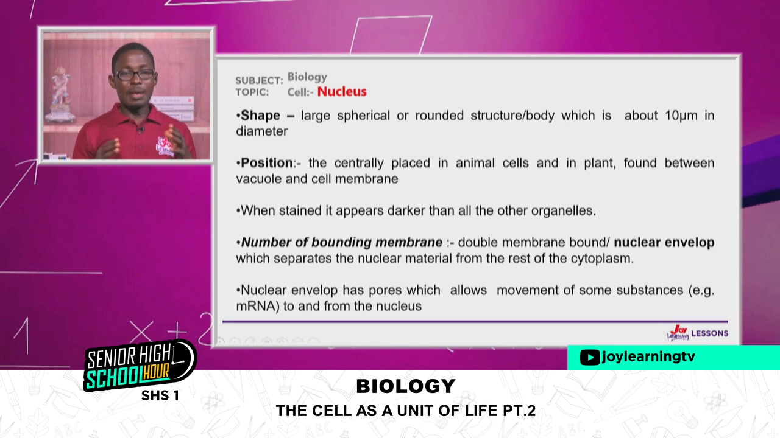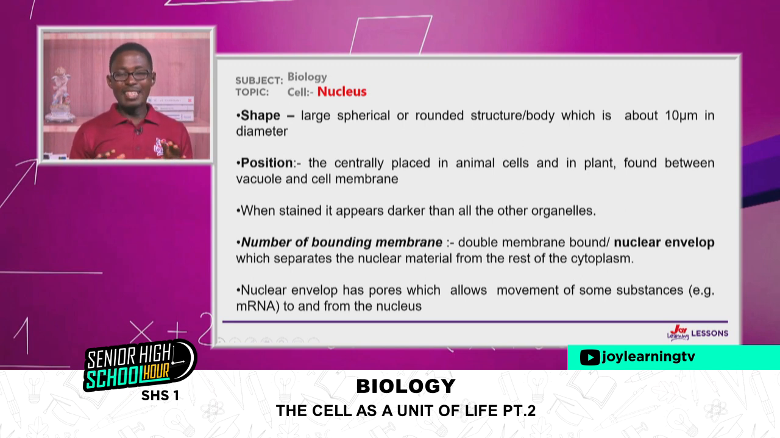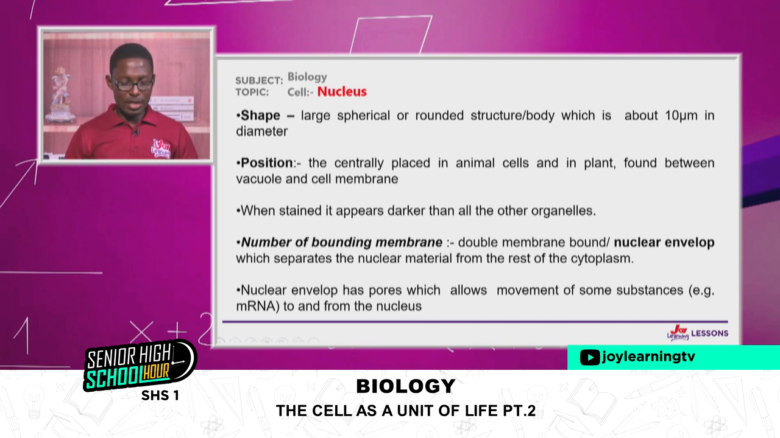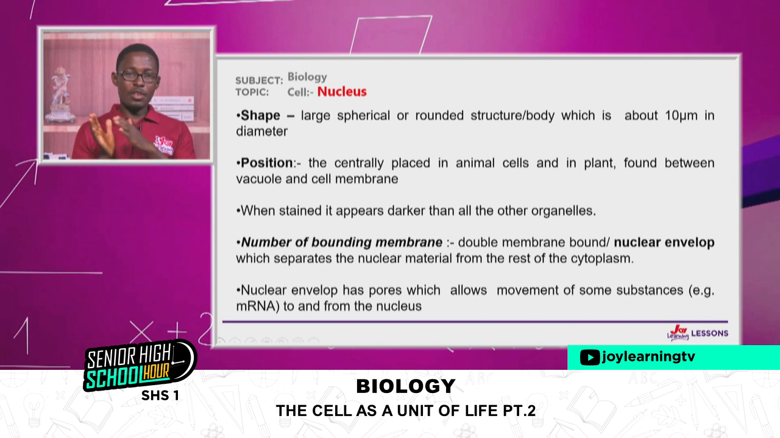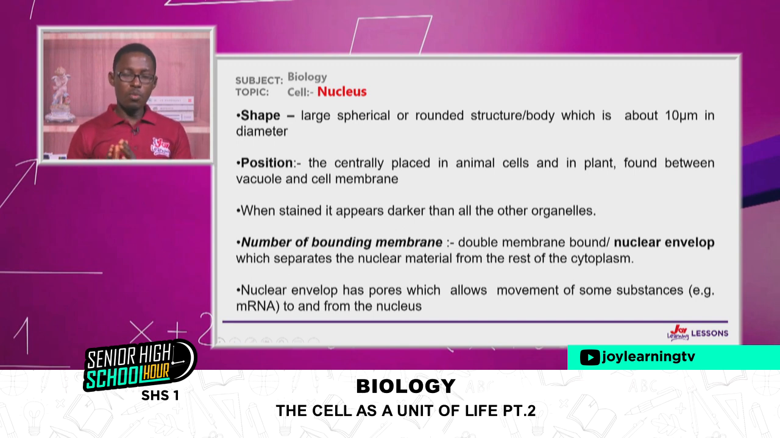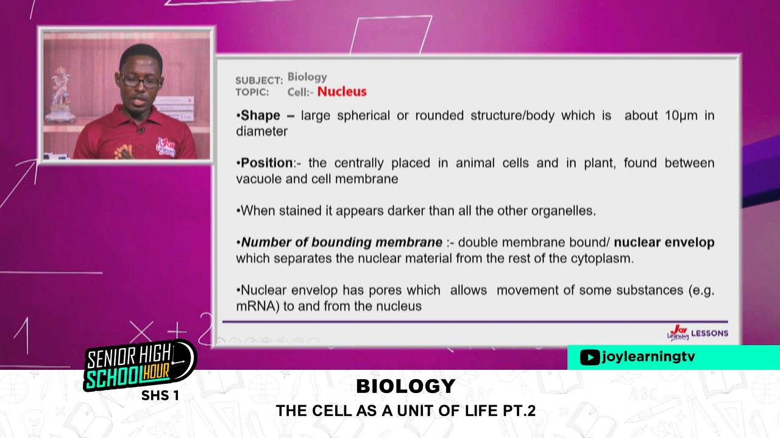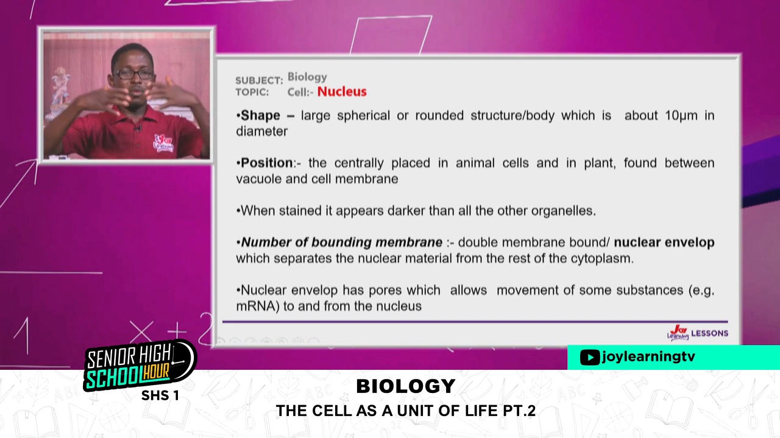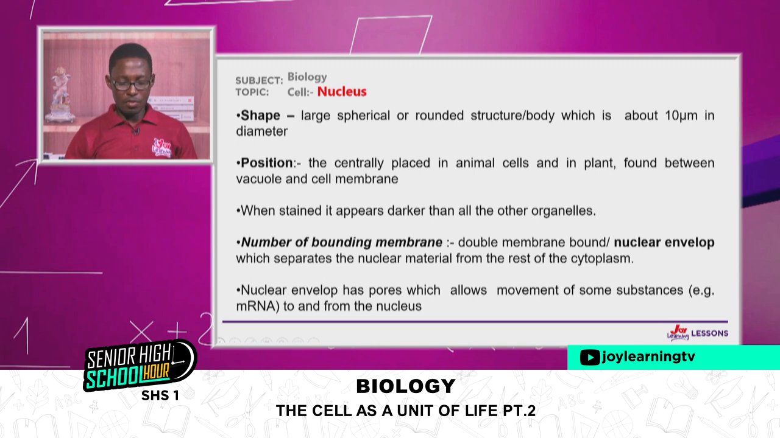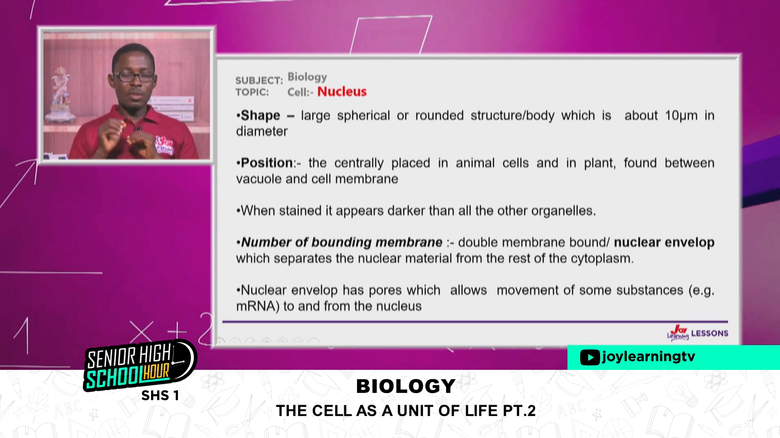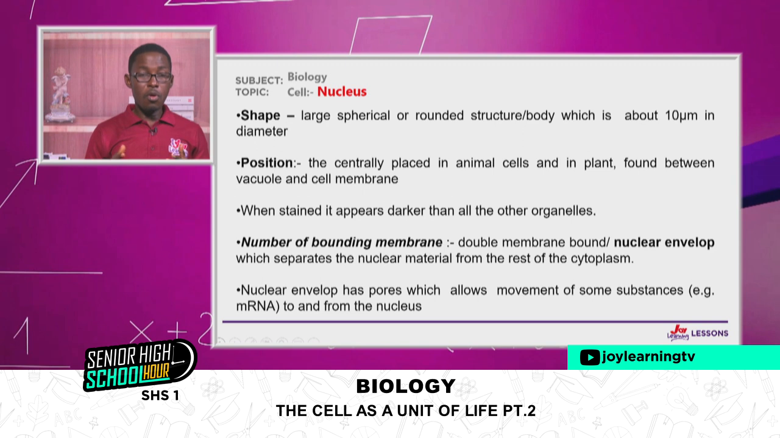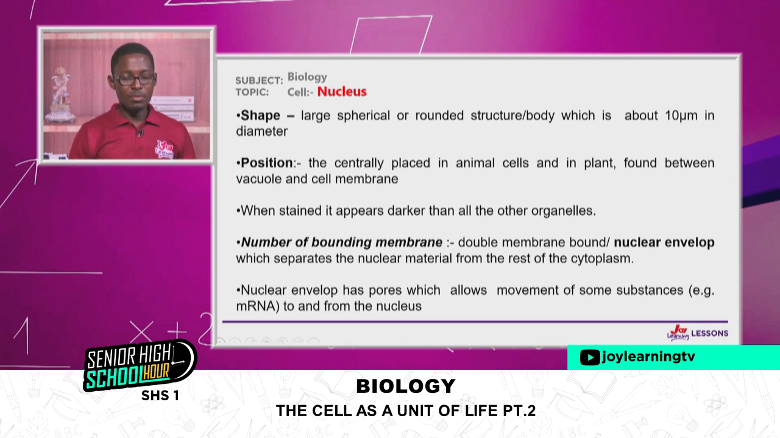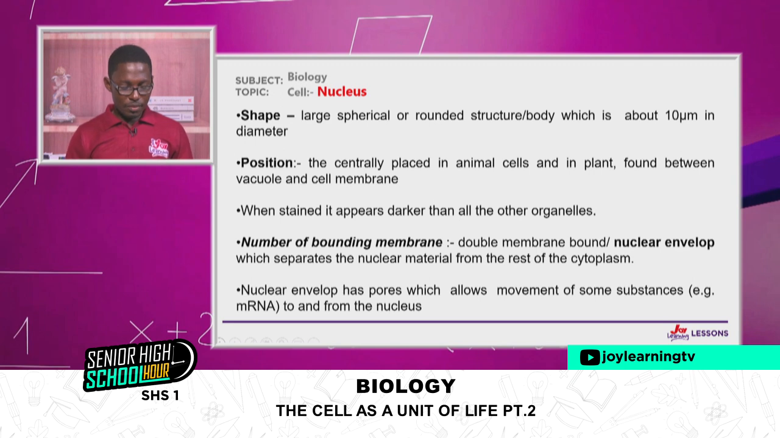I said even when others don't appear, when you stain it, it appears darker than the other organelles. We saw that there are two sides of it. So we say it's a double membrane or nuclear envelope, which separates the nucleus from all the other contents of the cytoplasm. We also say that the nuclear envelope has pores which allow movement of substances in and out of the nucleus.